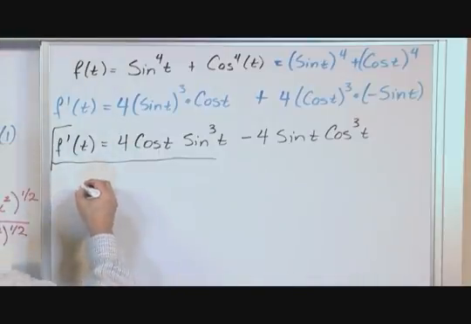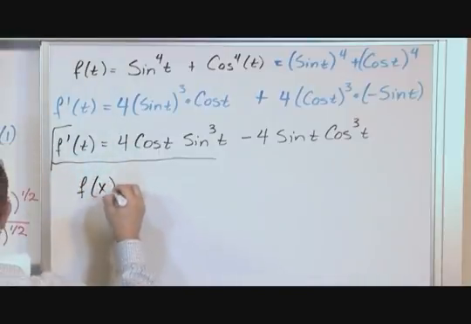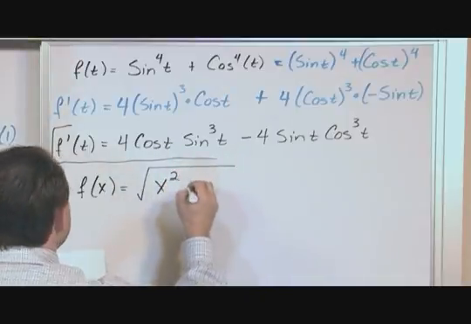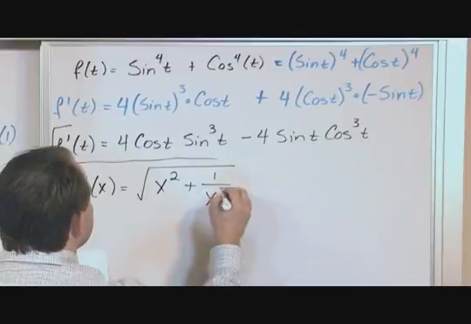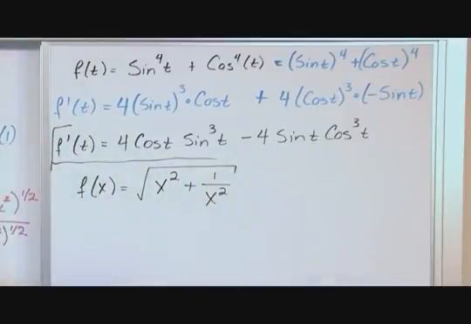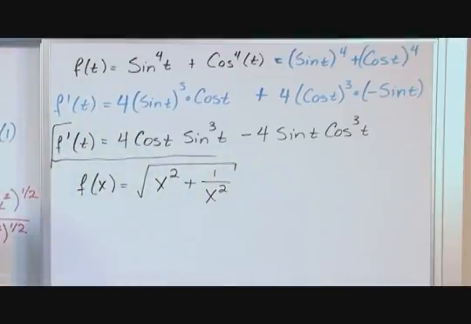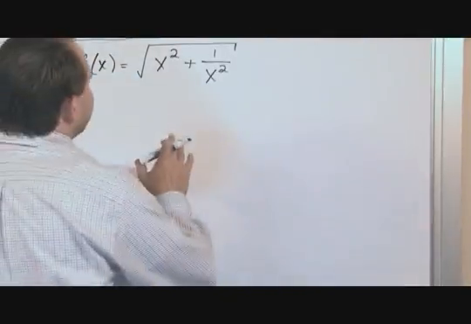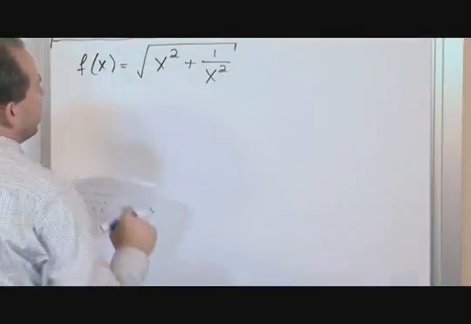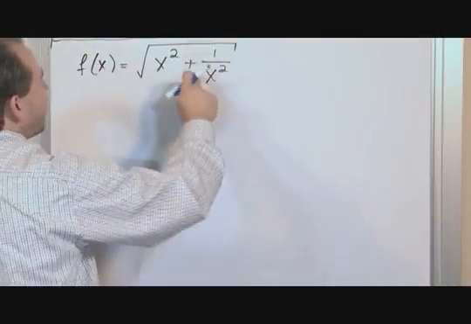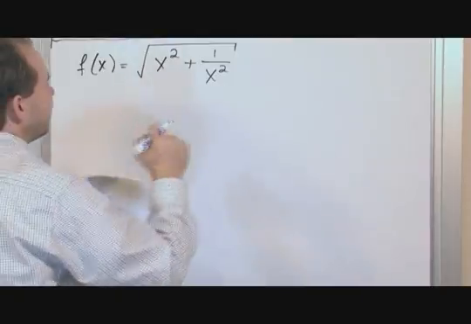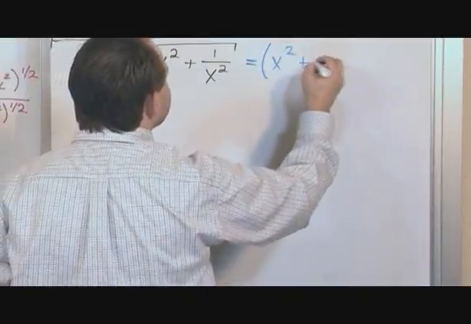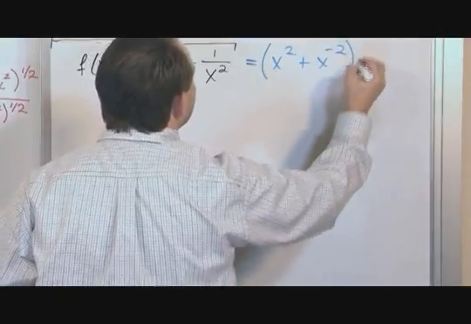So let's say we have a different function, f of x, I should say, is equal to the square root of x squared plus 1 over x squared. Right? So here we're getting gradually uglier and uglier, so to speak. But let me give you a hint. First of all, convert these radicals to powers. Second of all, when I have a fraction like this, especially wrapped up, I like to change that around too. So the way I do it is x squared plus x to the negative 2, all raised to the 1/2 power.